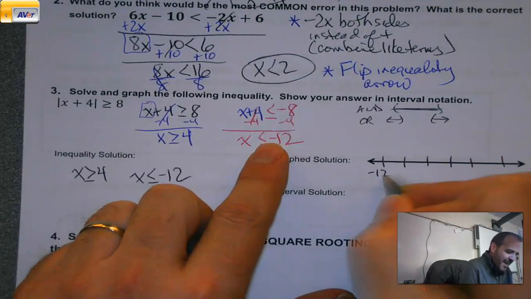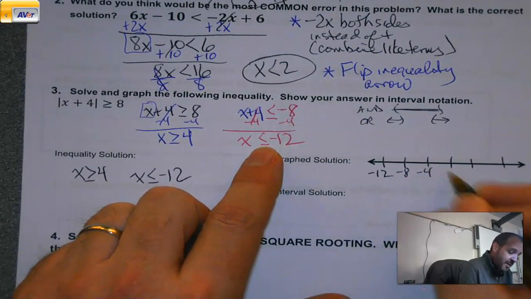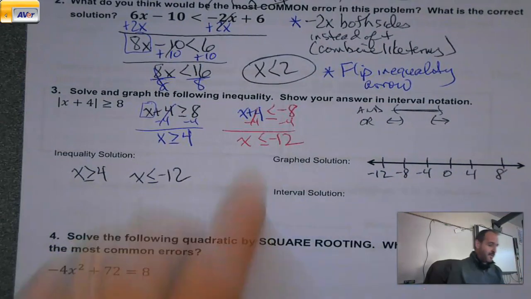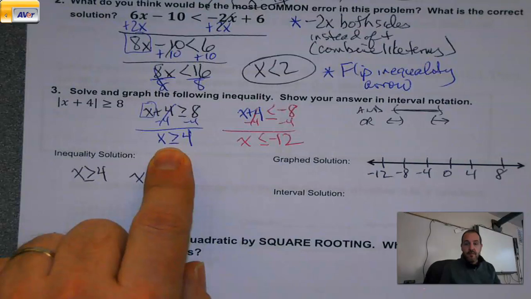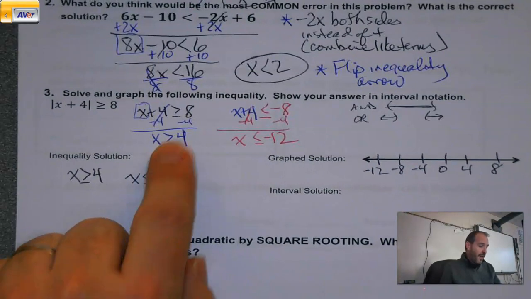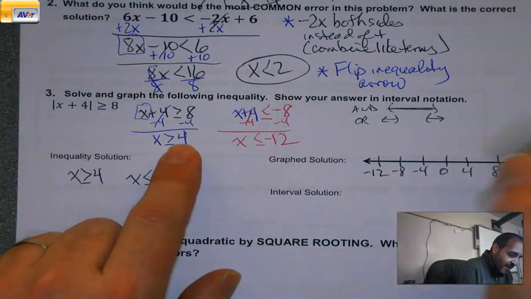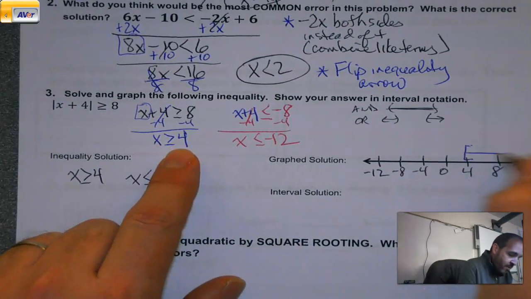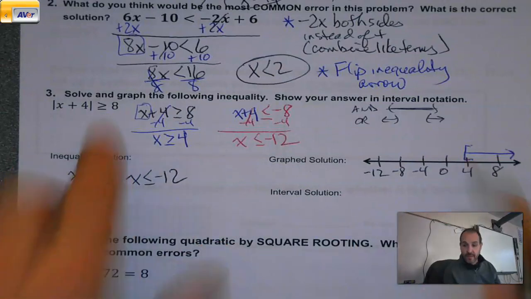So when we graph, let's see here. We want to count by the same thing each one. So I'm going to count by 4s. You could count by 2s. You could count by 1s. That'd be a lot to put in. And then basically follow the arrow, because when the arrow eats x, that's greater than. Greater than goes to the right. So x is greater than or equal to 4. Bracket. If it's not or equal to, it's parenthesis.